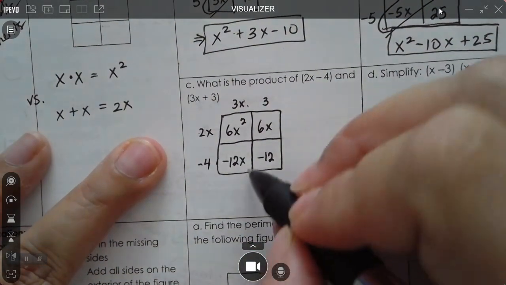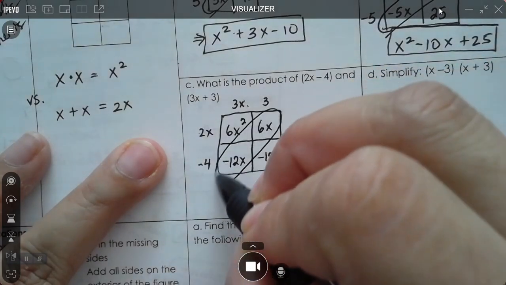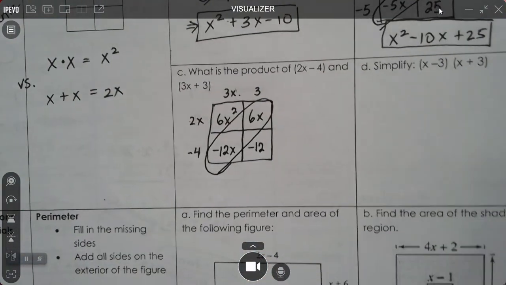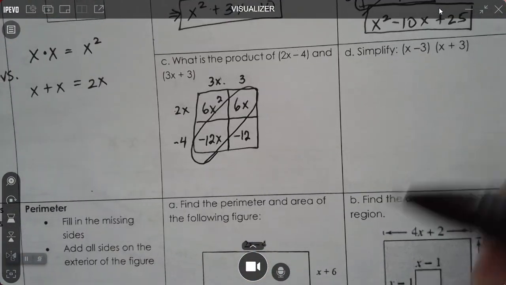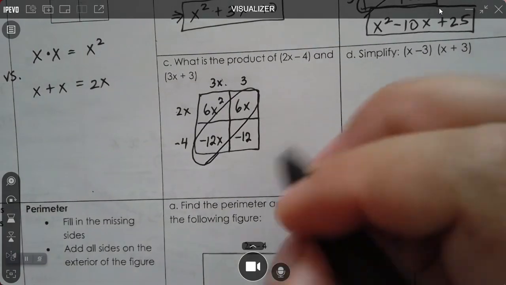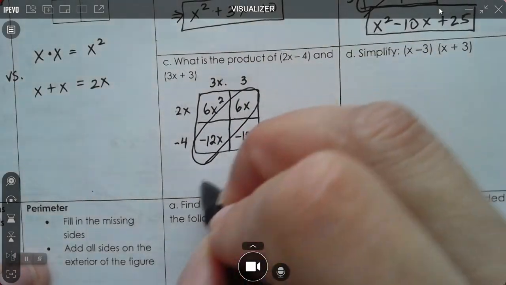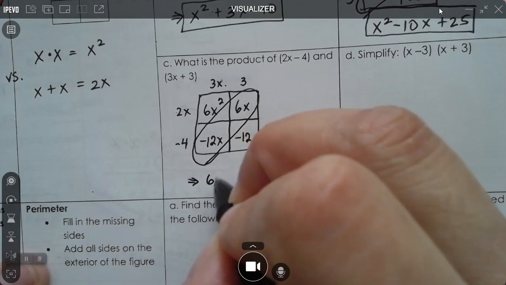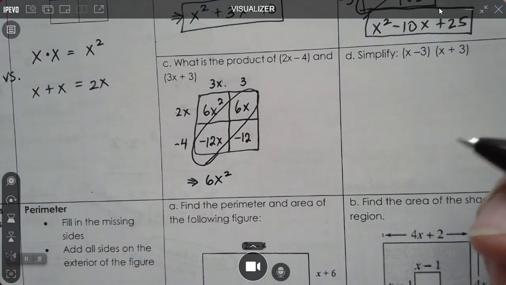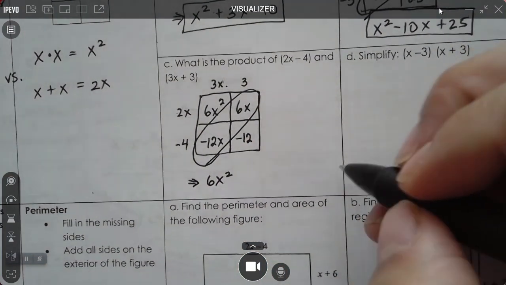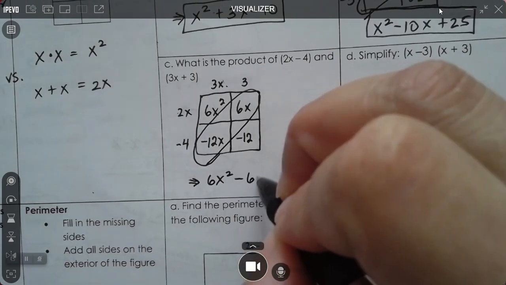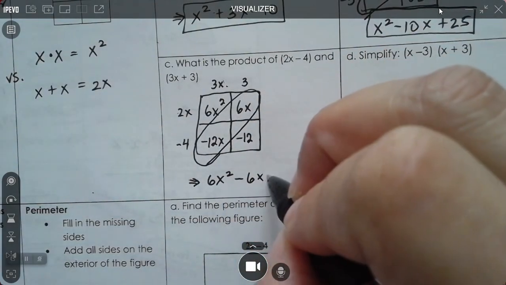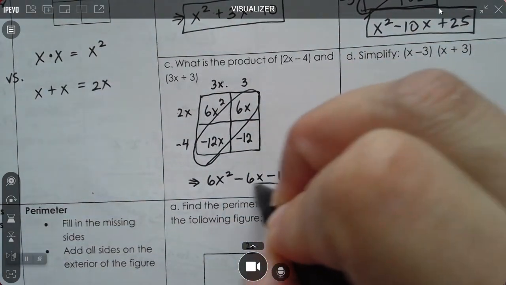All right, once again, this is not the time to be brave. Are we clear? Using your calculator, add those two coefficients to get the correct sum. So what's negative 12 plus 6? There you go, negative 6x. And it's minus 12.